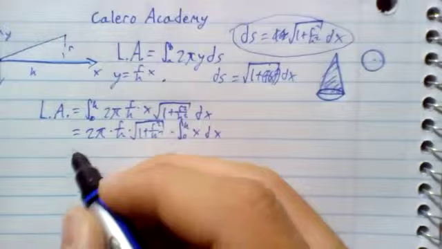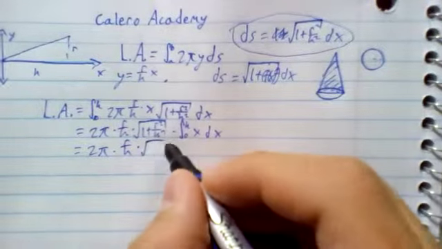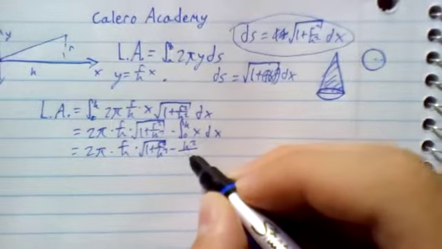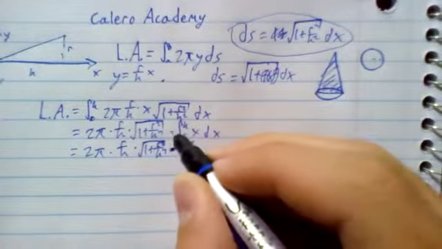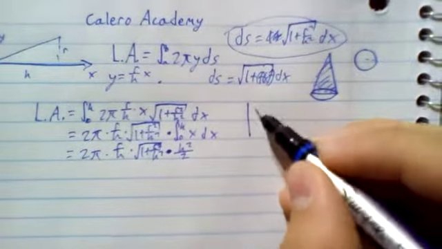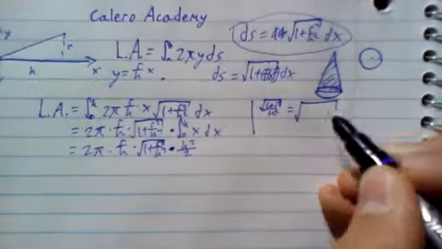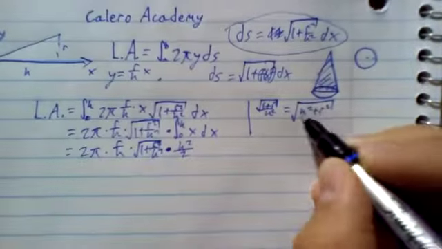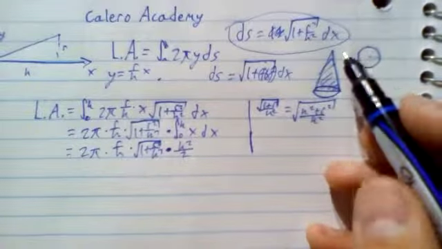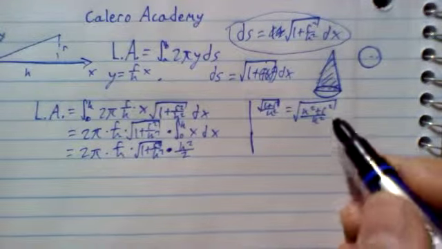So when we now take the integral of this, we will get that our lateral area is equal to 2 pi times r on h times the root of 1 plus r squared on h squared times h squared on 2. Sorry about that. So, the root of 1 plus r squared on h squared is equal to the root of h squared plus r squared on h squared. So, the root of h squared plus r squared shows up quite a lot in our area for our cone, so we give it a special name, the letter L.